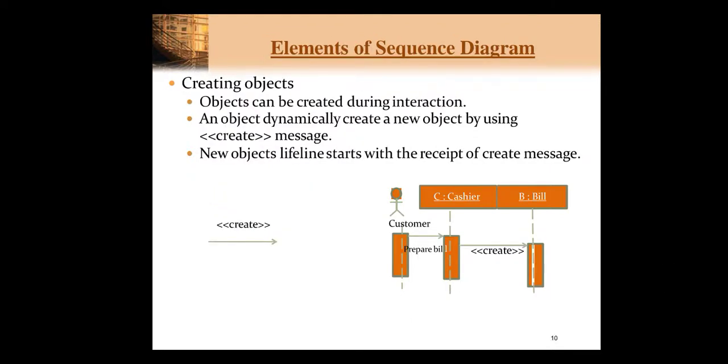Next is creating objects. How do we create an object? Objects can be created during interaction. Whenever the interaction takes place between two objects, you can create an object. An object can dynamically create a new object by using the create message, as shown here. The new object's lifeline starts with the receipt of a create message.